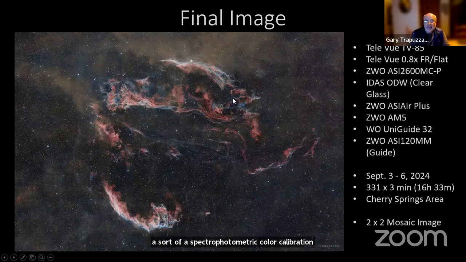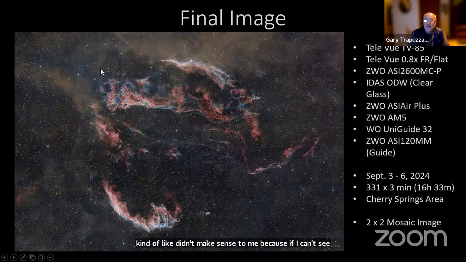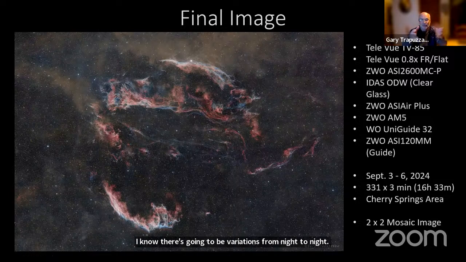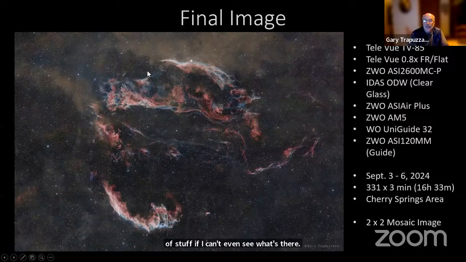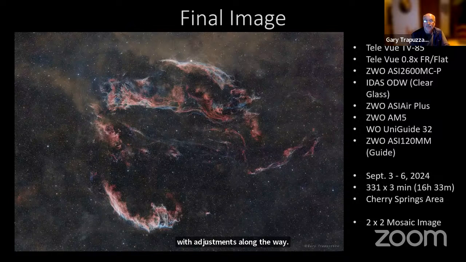And it wasn't that I didn't think of that, it was that it didn't make sense to me, because if I can't see what this stuff is going to be like, and I know there's going to be variations from night to night, how can I trust that the background flux is going to match and all that kind of stuff if I can't even see what's there? So I did all of the stuff first and then merged them with adjustments along the way, rather than doing it in the linear stage before anything was stretched.